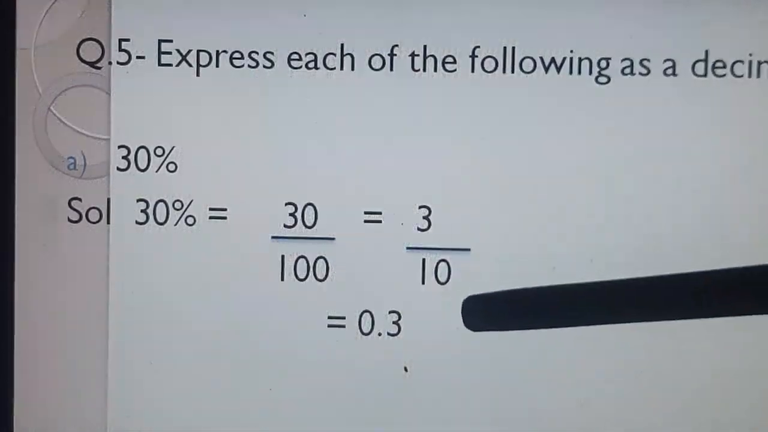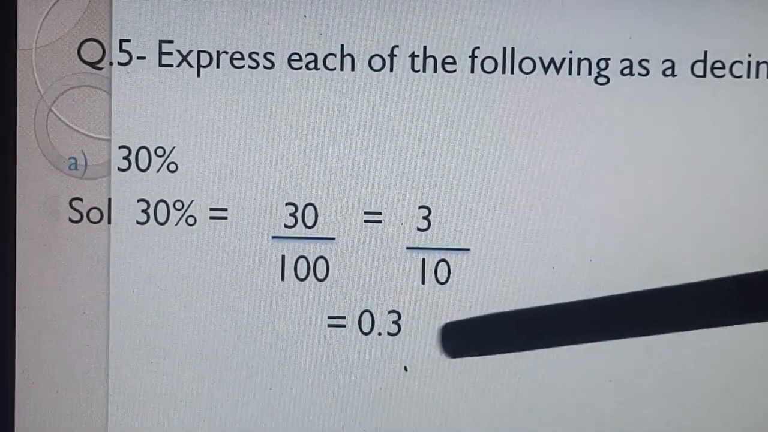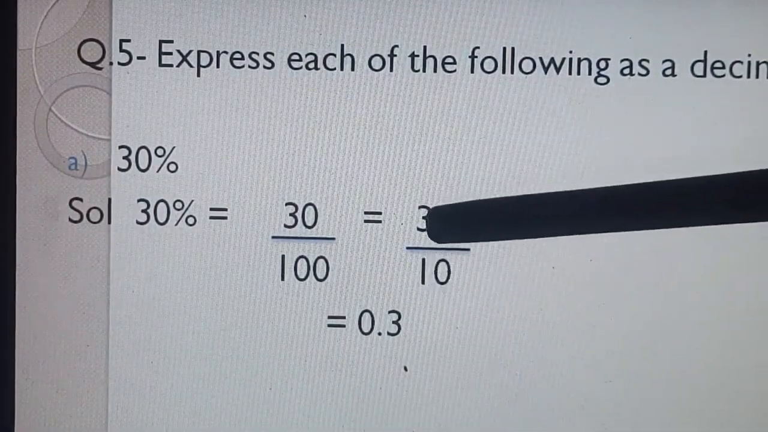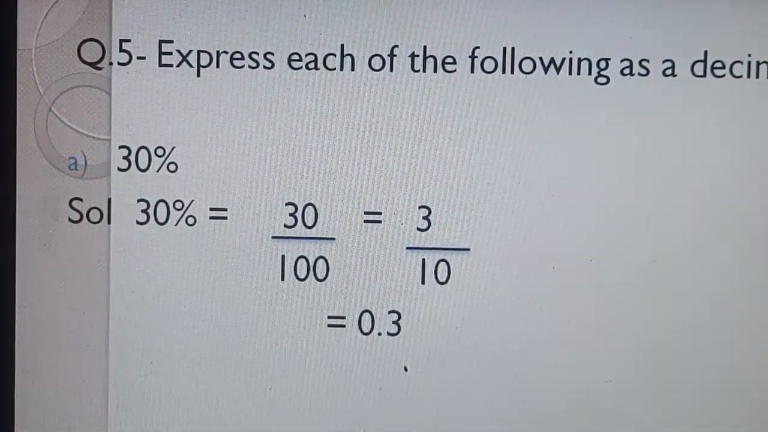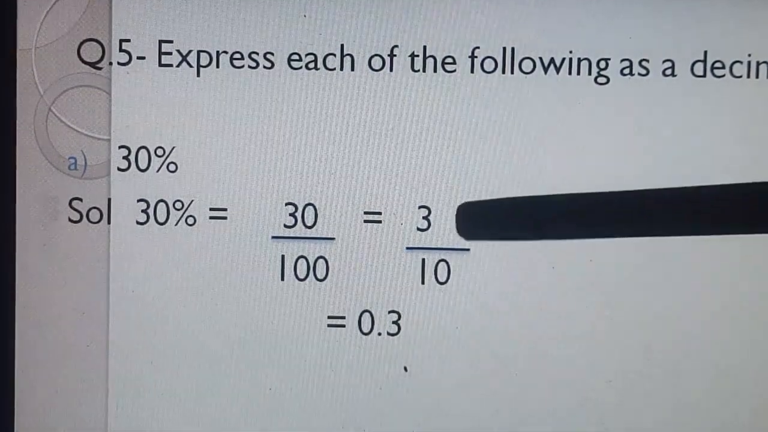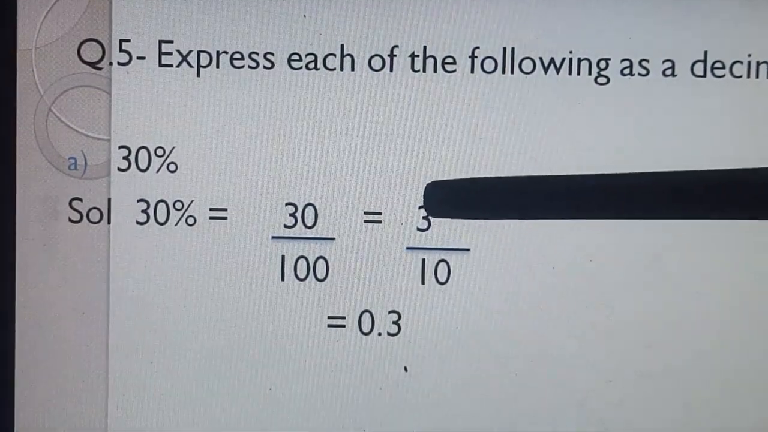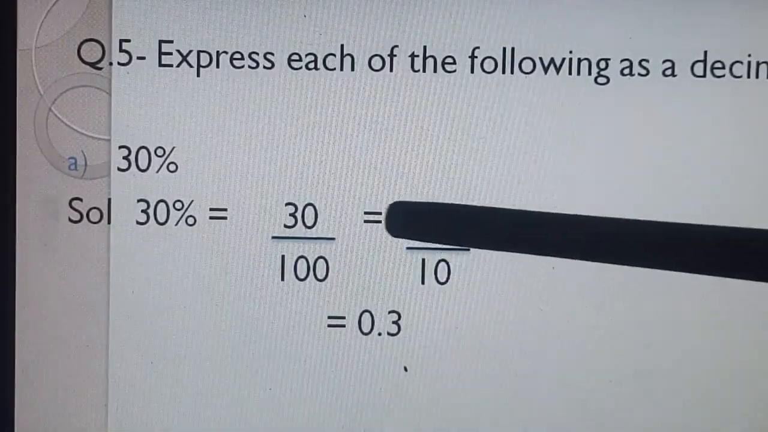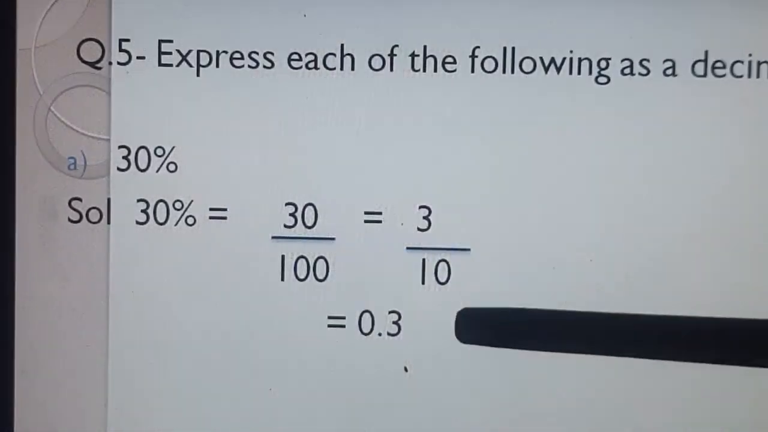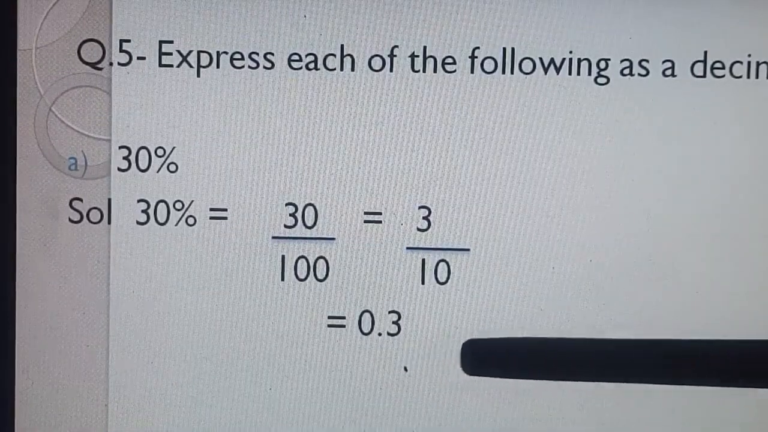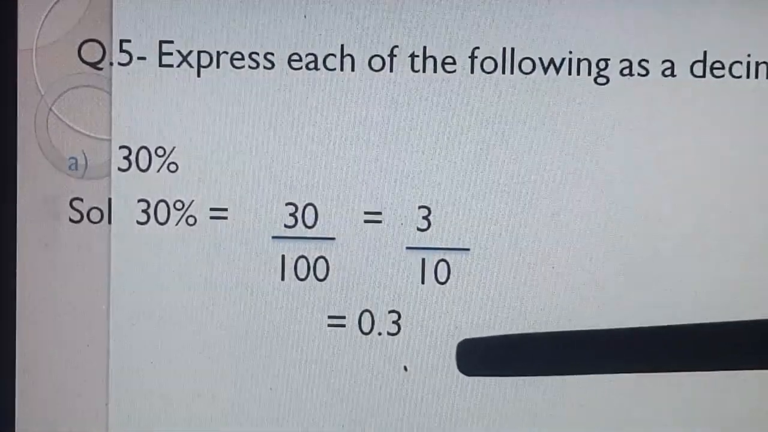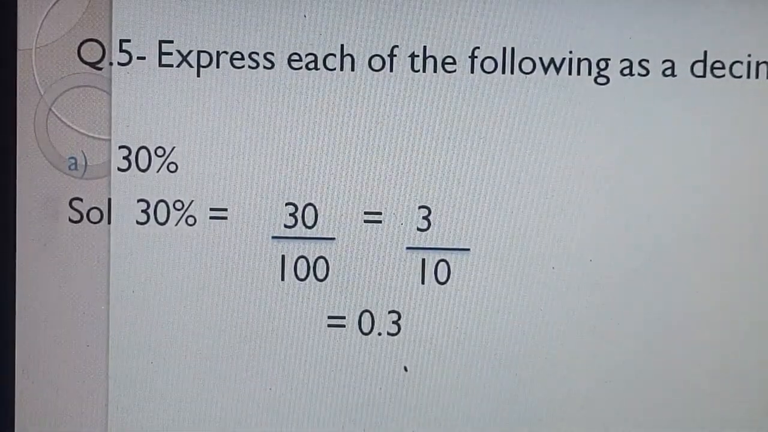3 upon 10. Denominator is containing 1 zero. So we will put decimal after 1 digit in the numerator. So numerator ones place and then put decimal. 3 से पहले आपको decimal लगाना है. So our answer will become 0.3. So 30% has become 0.3. Understood?